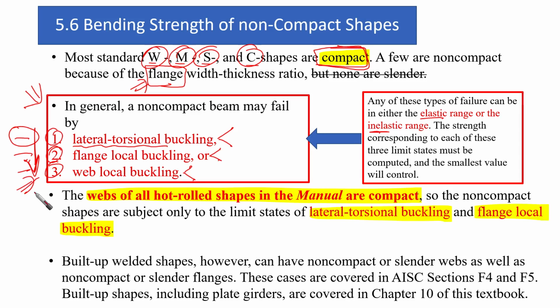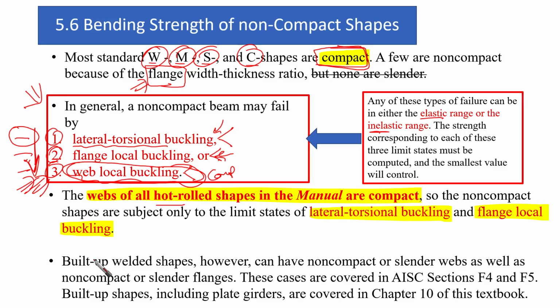Fortunately, we're going to find that the web of most shapes, hot rolled shapes at least, is compact. This means that you need not check condition number 3, web local buckling. You only need to check the first two. Take care, we're talking about hot rolled shapes. The webs of all hot rolled shapes in the manual are compact, so do not worry about web local buckling here. So the non-compact shapes are subject only to the limit states of lateral torsional buckling or flange local buckling, which is the first or the second failure mode only.